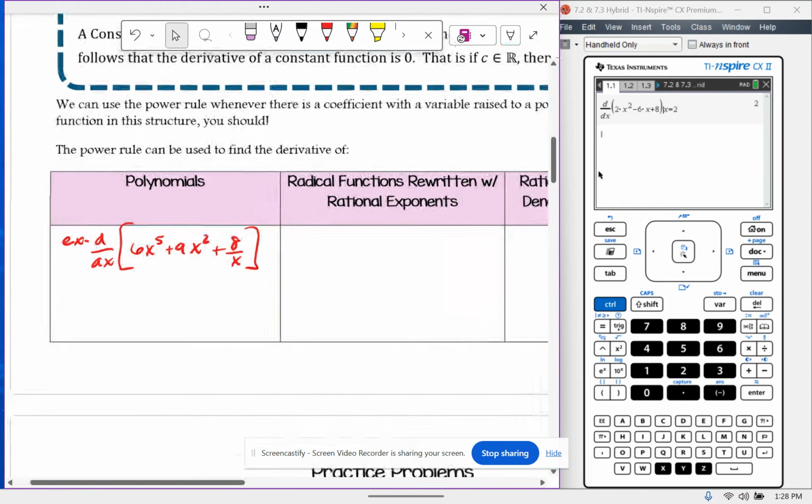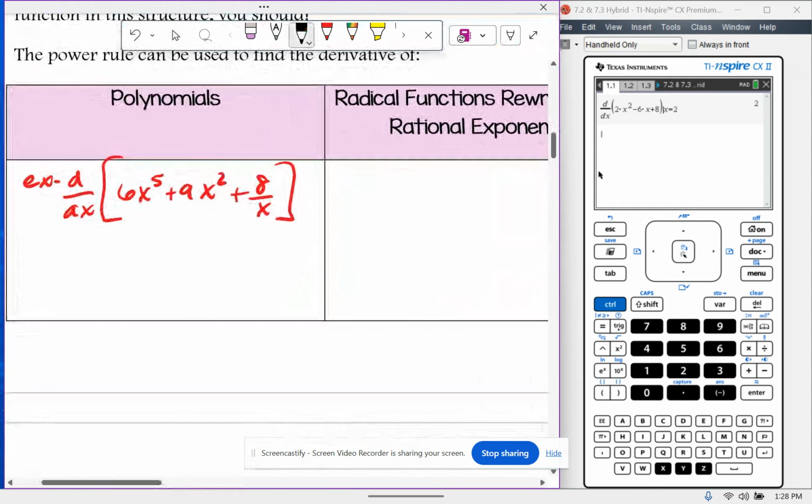Wait, what is that little thing? Can you zoom in? Yeah. Is that dx?